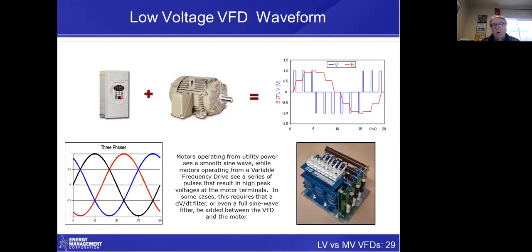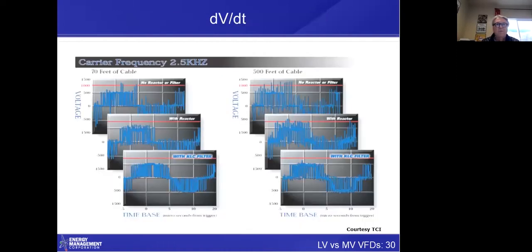And most motors that are VFD rated motors can handle that. If you have long cable lengths or you've got a standard motor, then you may need to put something down here on the lower right. That's a dV/dt filter, and that basically filters this output waveform and makes sure that the voltage excursions do not go higher than the rated insulation of the motor.